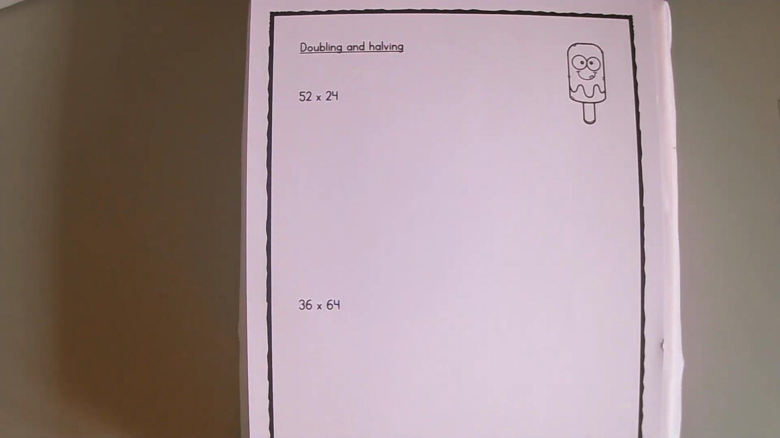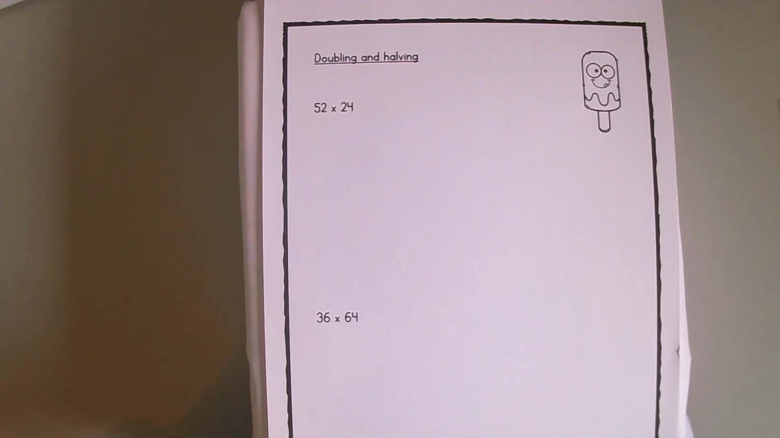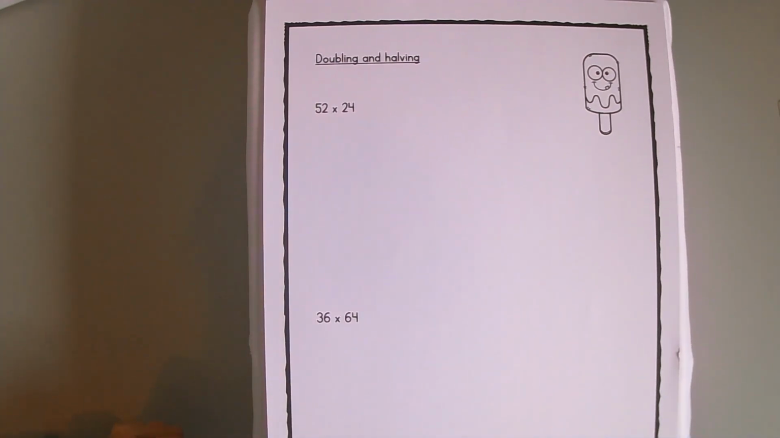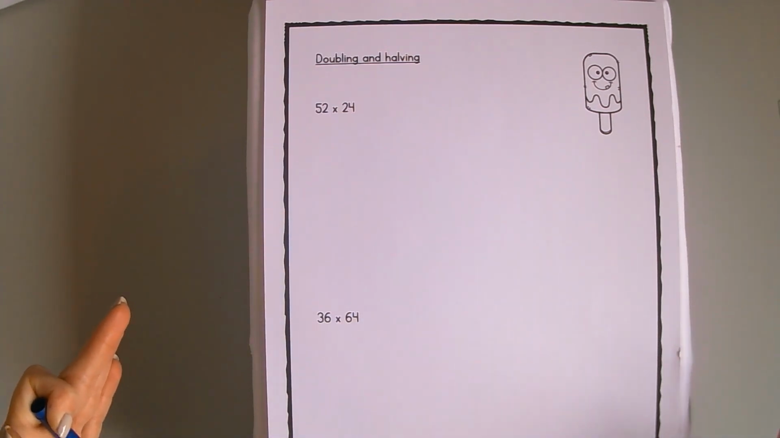Okay, let's get started on doubling and halving. So this one involves us doubling something and halving it. Doubling means to times it by 2, so add it twice. And to halve it means to divide it by 2, so you're going to make it half the amount. So whatever you do to one of them, you're going to have to do the opposite to the other one.